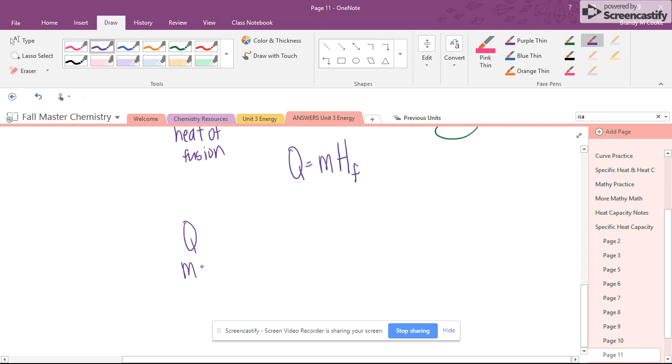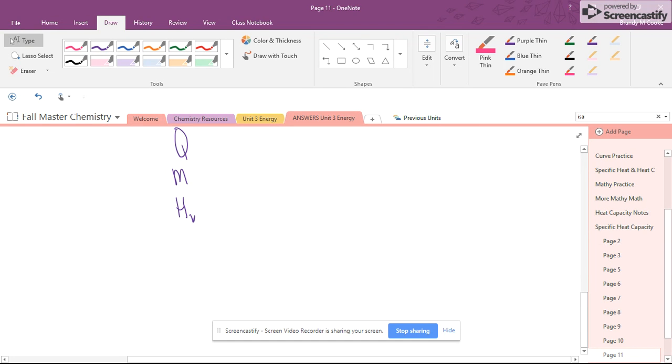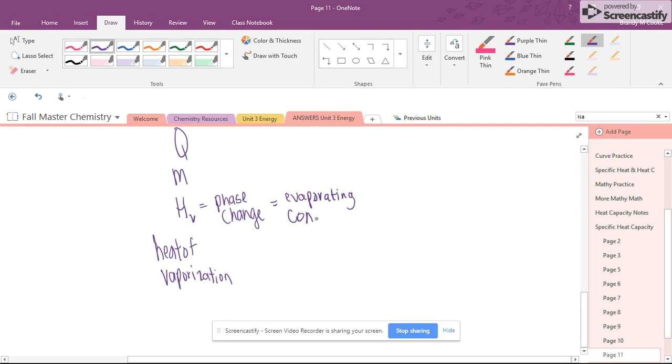Okay, so now going on. So again, we need Q, we need M, and then we need something called HV. And HV is the heat of vaporization. And again, we're going to use this formula when there's a phase change, specifically evaporating, aka boiling, or condensing. So here, if we're evaporating, a liquid is going to a gas, or a gas is being turned back into a liquid.